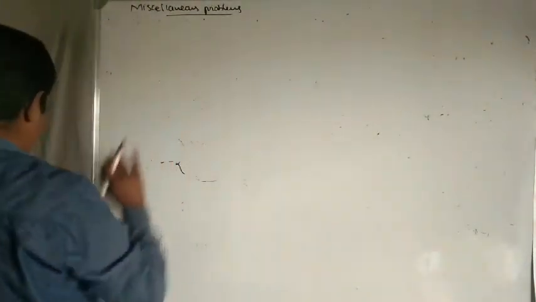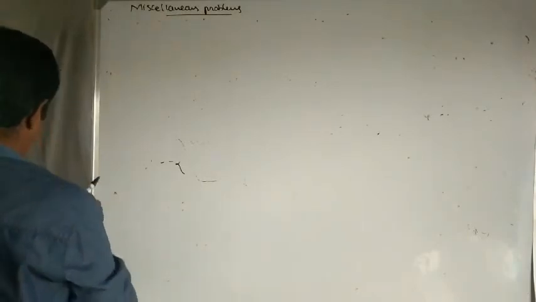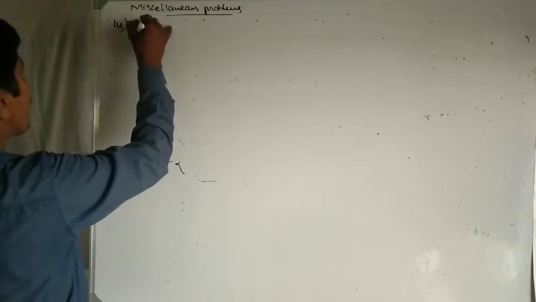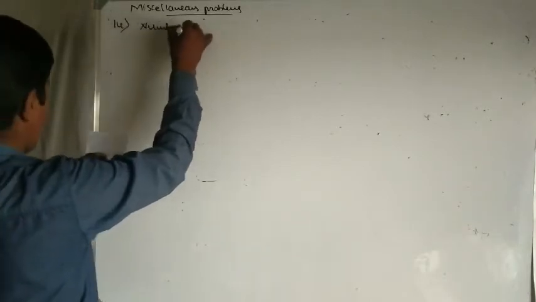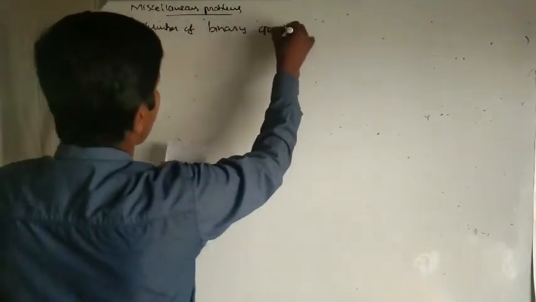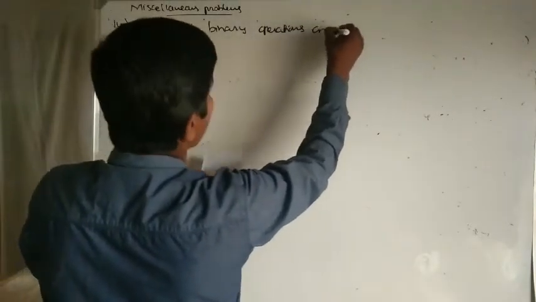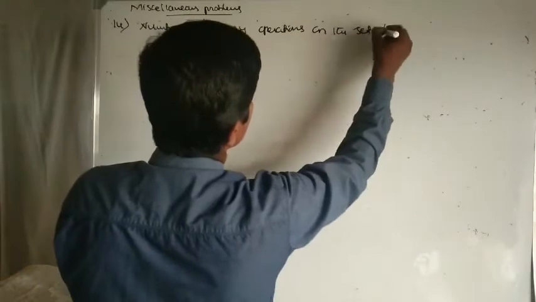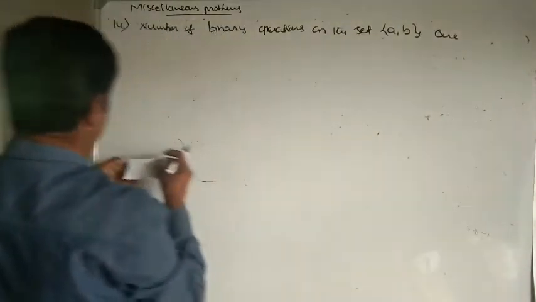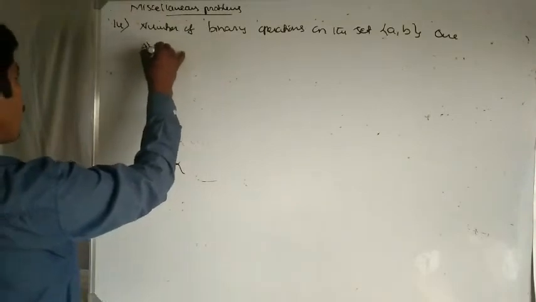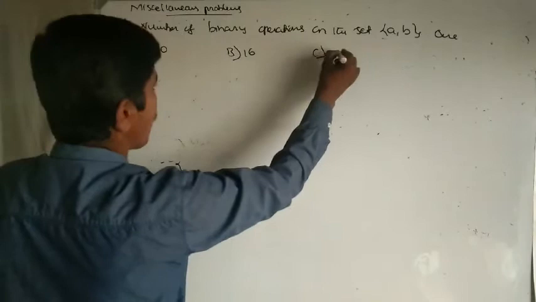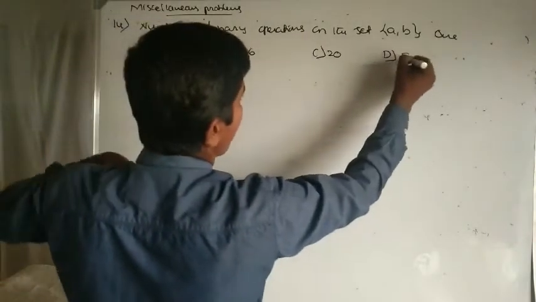Last problem of miscellaneous, the 14th one. The number of binary operations on the set {A, B} are: A option 10, B option 16, C option 20, D option 8.